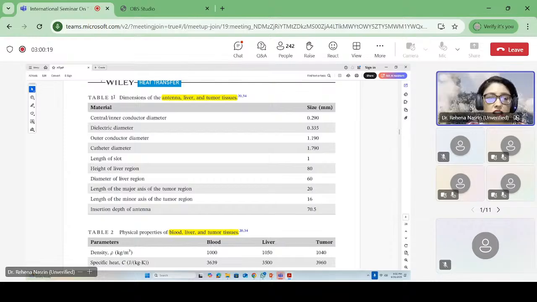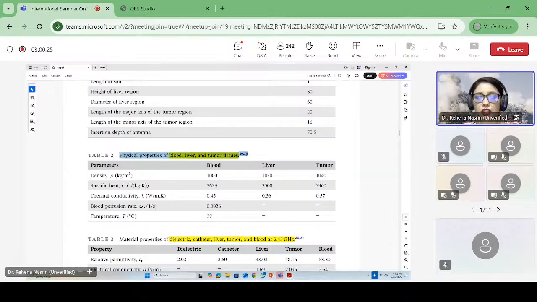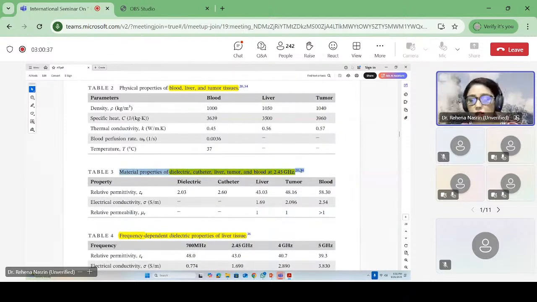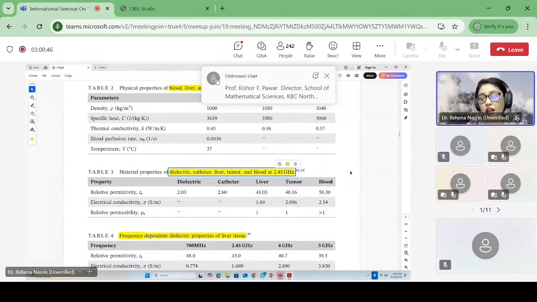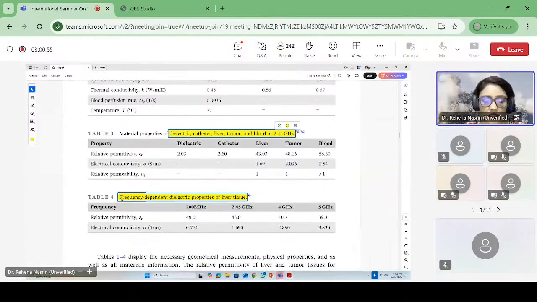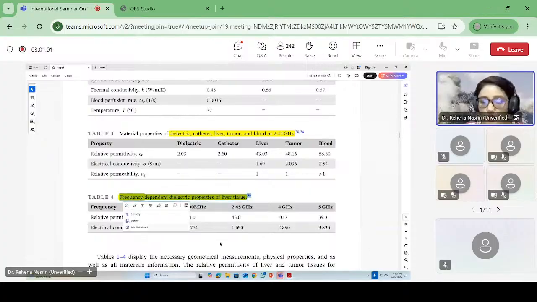And these are the properties of antenna, liver, and tumor. And these are the physical properties. The table shows the physical properties of blood, tumor, and liver tissue at body temperature 37 degrees Celsius. And the material properties of the antenna, like dielectric, catheter, liver, tumor, blood, at 2.45 gigahertz, because we use here an electromagnetic field. The electromagnetic field frequency is 2.45 gigahertz, and frequency dependent dielectric properties of liver tissue are also shown here.